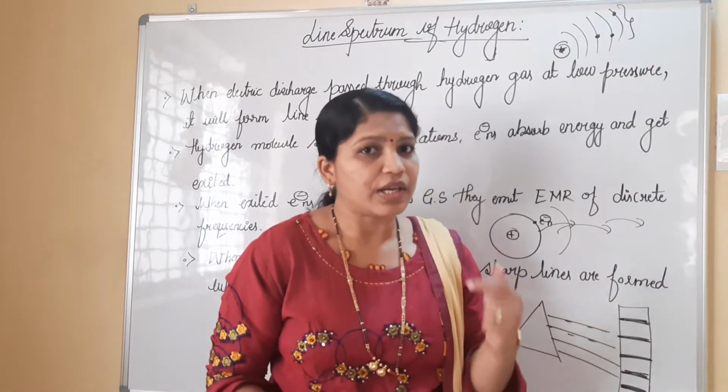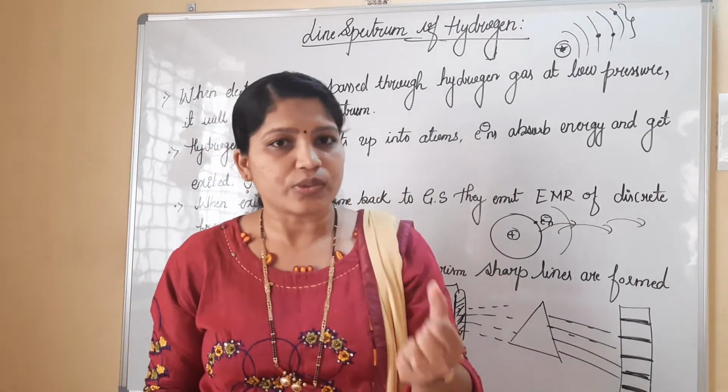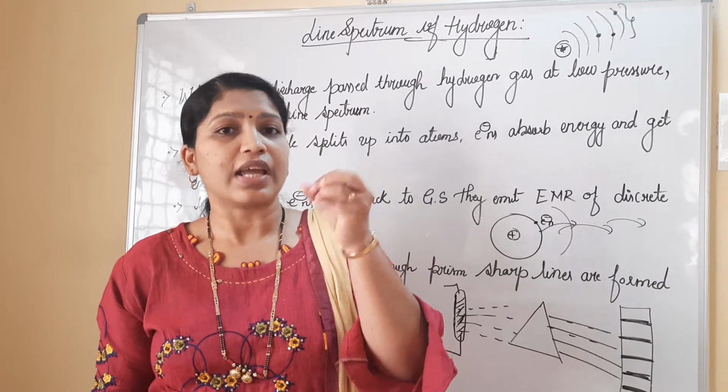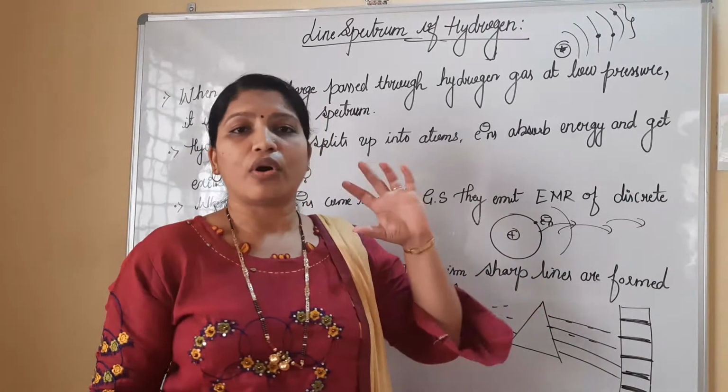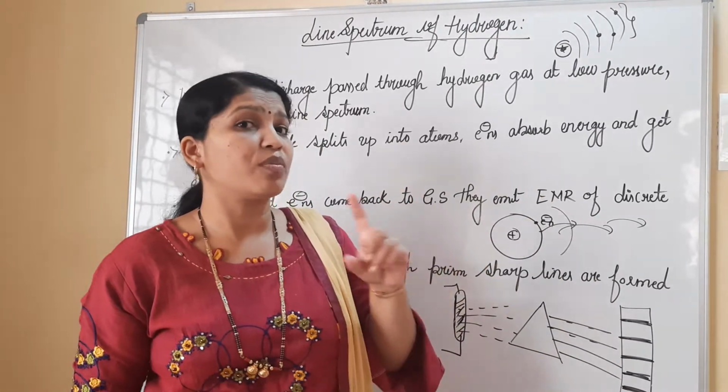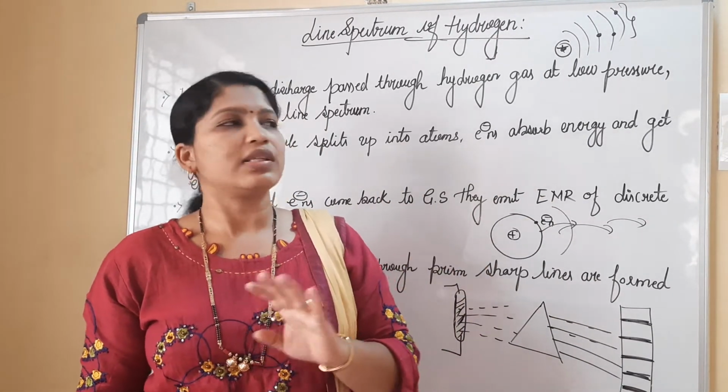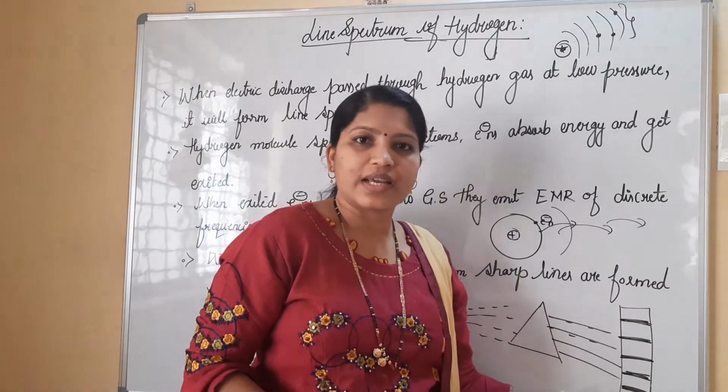The different lines which are discontinuous in fashion are seen mainly because the energy absorbed by the electrons and the energy emitted by the electrons is entirely different in the case of all the atoms present in the hydrogen molecule. That is the only reason we will be observing different lines here.